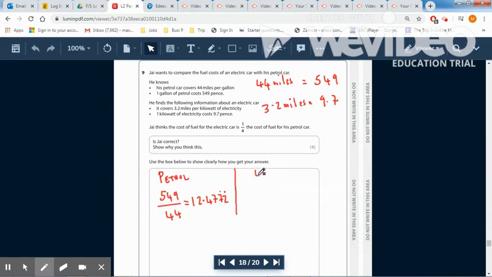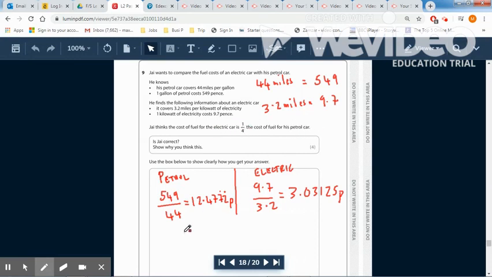And then for the electric, we're just going to say 9.7 divided by 3.2. And that gives us 3.03125. So this is 12 point blah blah blah p, and this is 3.0312p. And he thinks the cost of the electric car is a quarter of the cost of the petrol car.